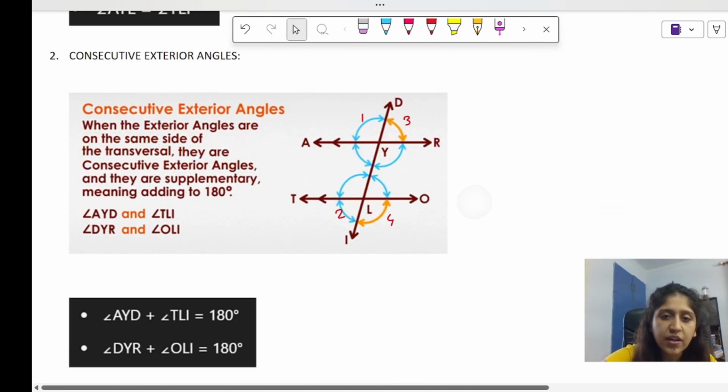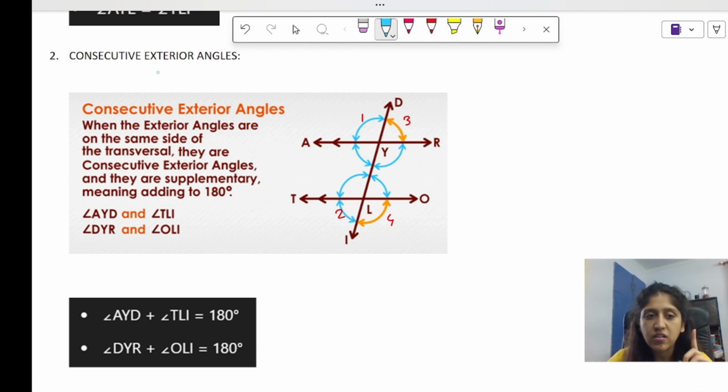Now the second concept. What does the second concept say? Concept says consecutive exterior angles. Consecutive exterior angles.